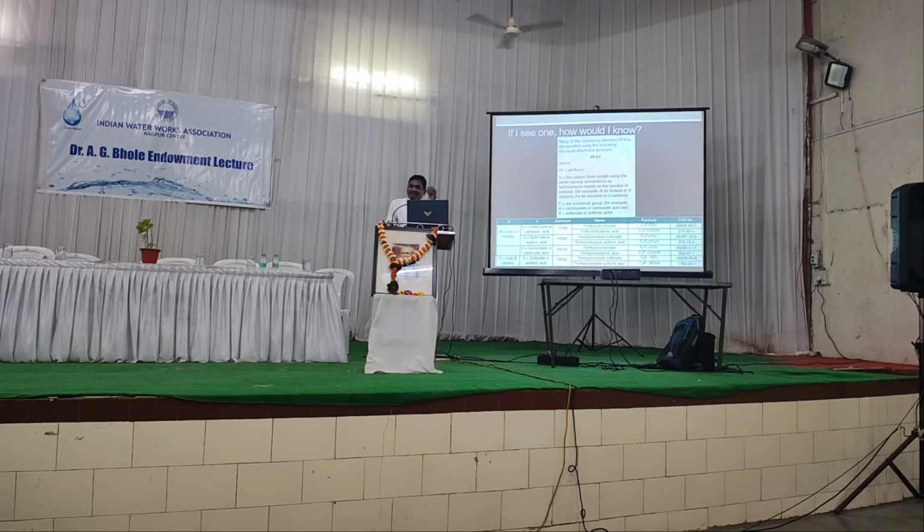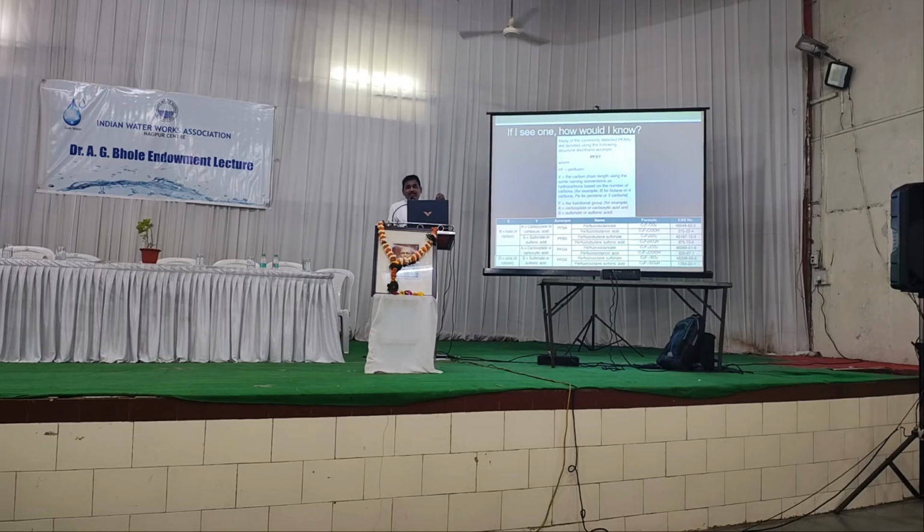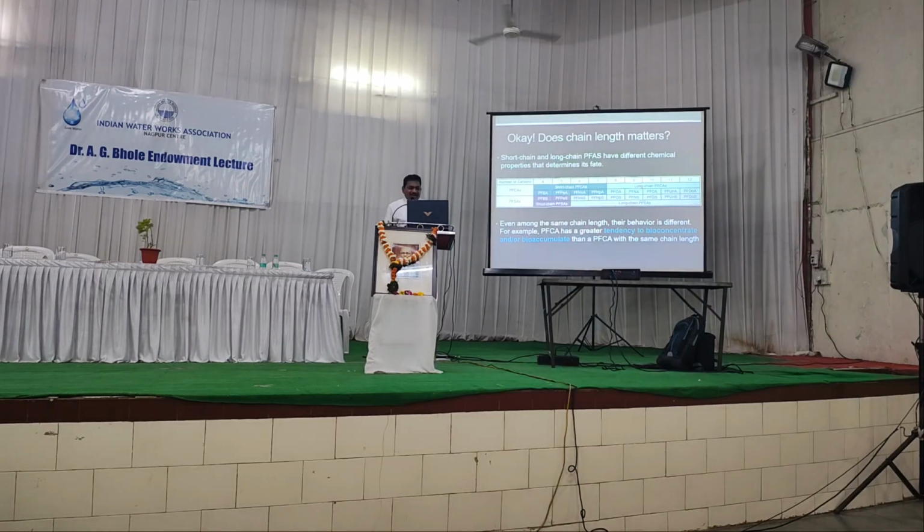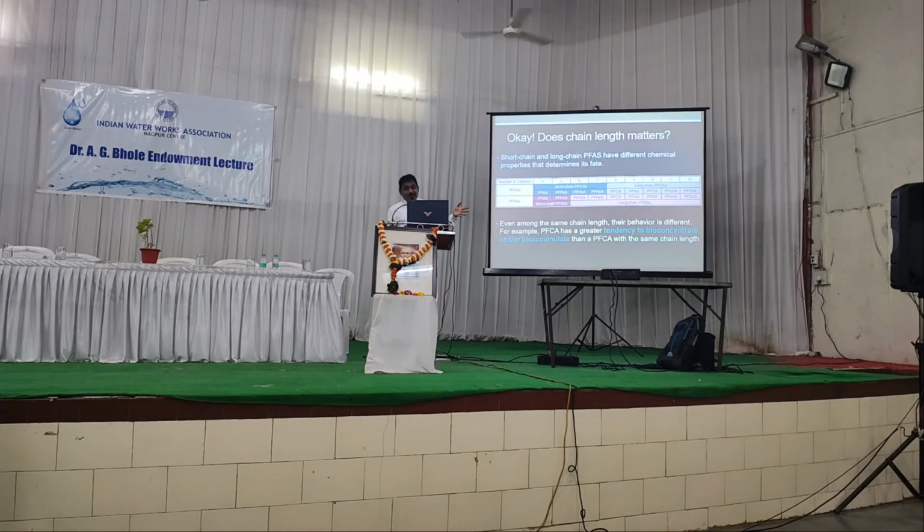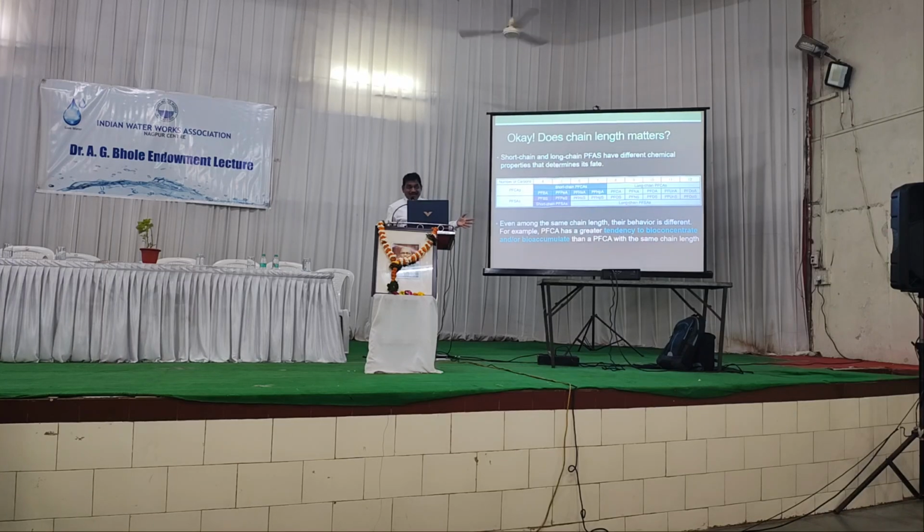You can have the sulfonate and carboxylic group, and so you have a C8 carbon chain. In fact, the name C8 is so common that they came up with a study, the C8 health risk study, named just by giving the chain length. These are some of the short chains. So how does it matter whether you have 4 carbons fully fluorinated or 8 carbons fully fluorinated? What difference does it make?